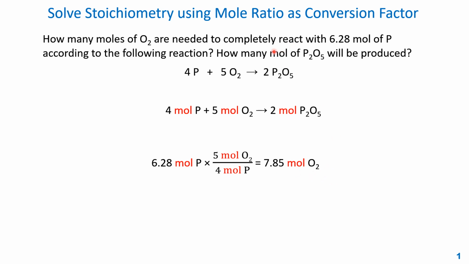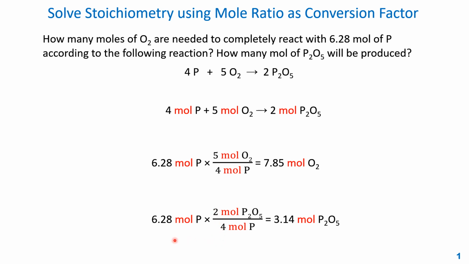For the other question, we need to calculate the number of moles of diphosphorus pentoxide. So we can use the same given condition, that's 6.28 moles of phosphorus, and then multiply with the mole ratio. This time, the mole ratio of diphosphorus pentoxide over phosphorus is 2 to 4. Okay, so that's the coefficient ratio.